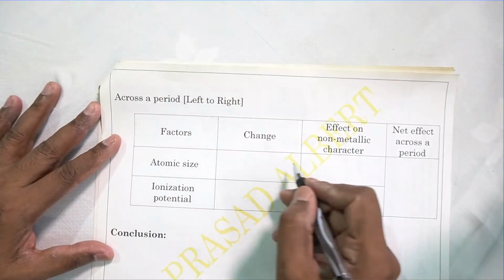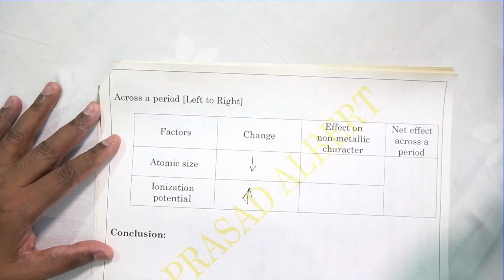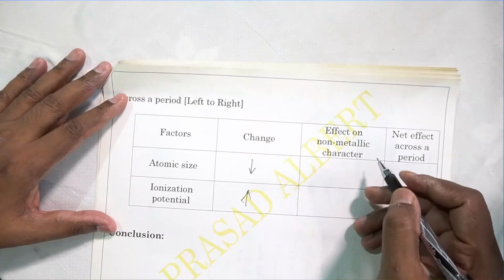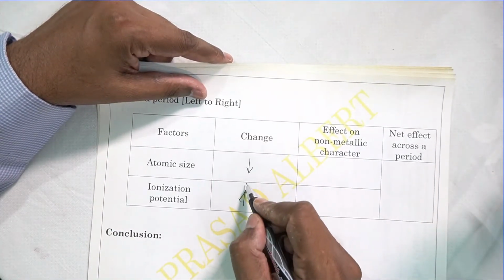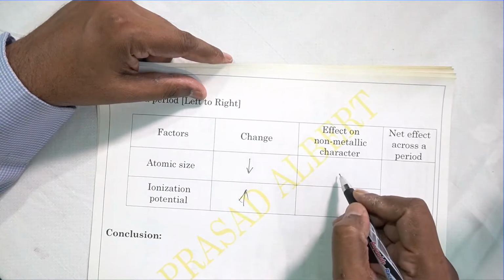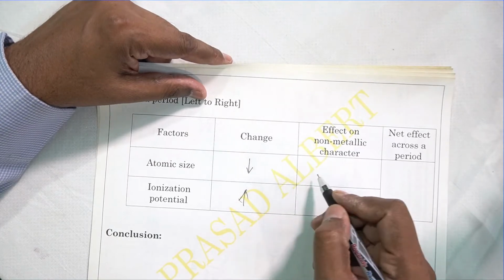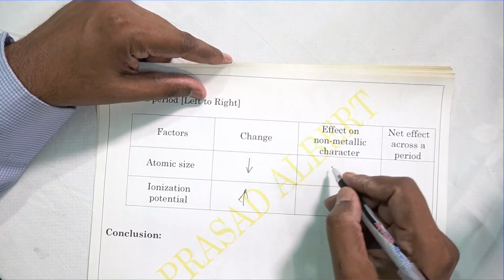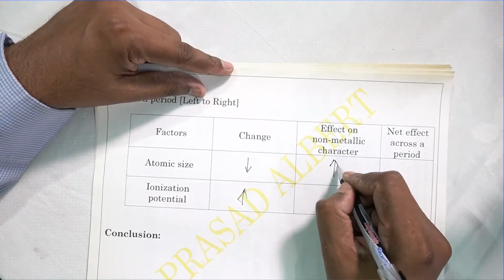Across a period, atomic size is decreasing, IP is increasing. Okay. So what is the trend? What will be the effect on the metallic character and the non-metallic character? Atomic size is decreasing. What will be the effect on the non-metallic character? The outermost electron is close to the nucleus. It is able to pull the electron strongly because it is close to the nucleus. So the non-metallic character will increase.